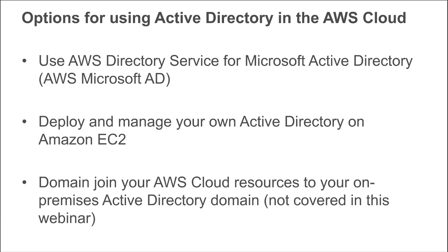And finally, you can domain join your AWS cloud resources to your on-premises Active Directory domain. We're not going to be covering that specific topic during the webinar today, and it does impose some specific elements of high availability and latency specifically on the network. So it's a practice that is still available, not the one that we see the most often in our customers' environment, but still something you have to keep in mind when you start architecting an Active Directory platform on top of EC2.